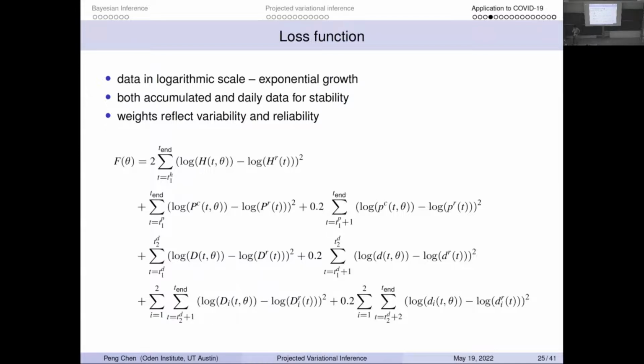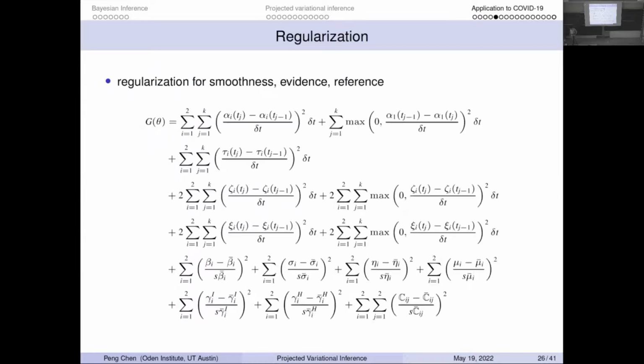And then, we use different weights for the different data misfits: the number of hospitalized, confirmed cases, deceased cases, and also daily cases. These weights are put proportionally to the standard deviation of the data. It reflects the variability and reliability of the data. And here's a regularization term of all these different parameters.